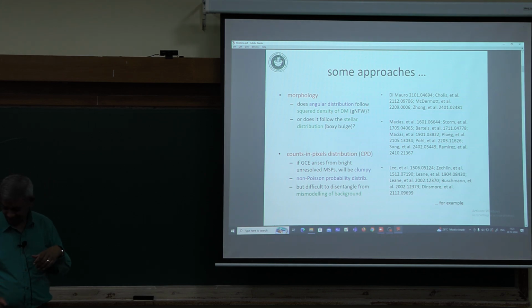So the 511 keV line is not a part of the galactic center excess? No, because that's at 511 keV. This is all seen by Fermi in the GeV range. Fermi can't even see that. The 511 keV excess is there, but that would not be addressed by this.